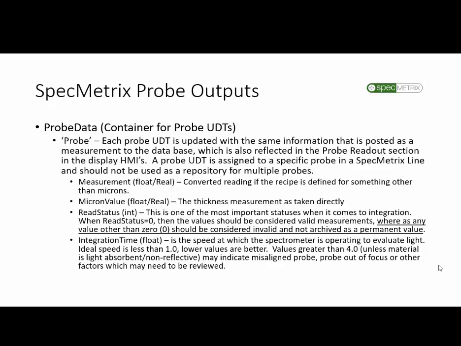In the event that a probe during its cycle time, which is a default of 1 second, does not evaluate a successful reading, it will set the read status to something other than 0. When it's 0, the measurement value and micron value are good. Those should be considered valid measurements. When the read status is anything other than 0, then those values should not be used to provide to your historian or any other data. Those should be considered bad values.